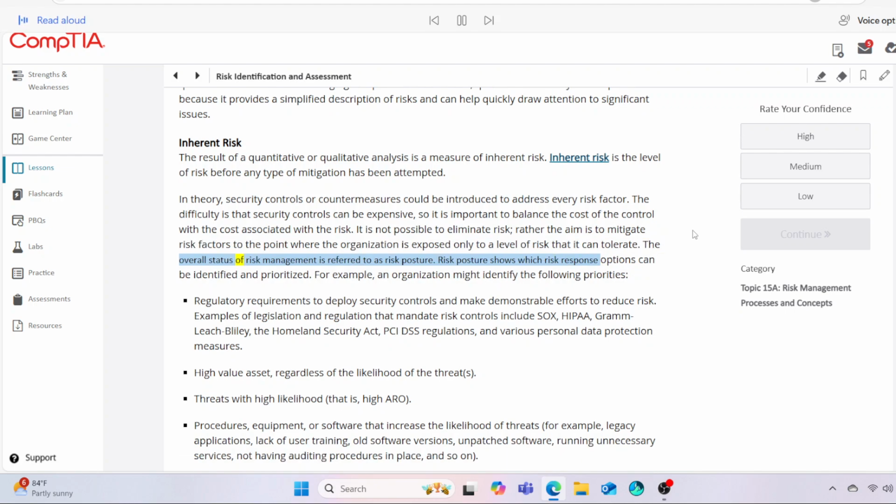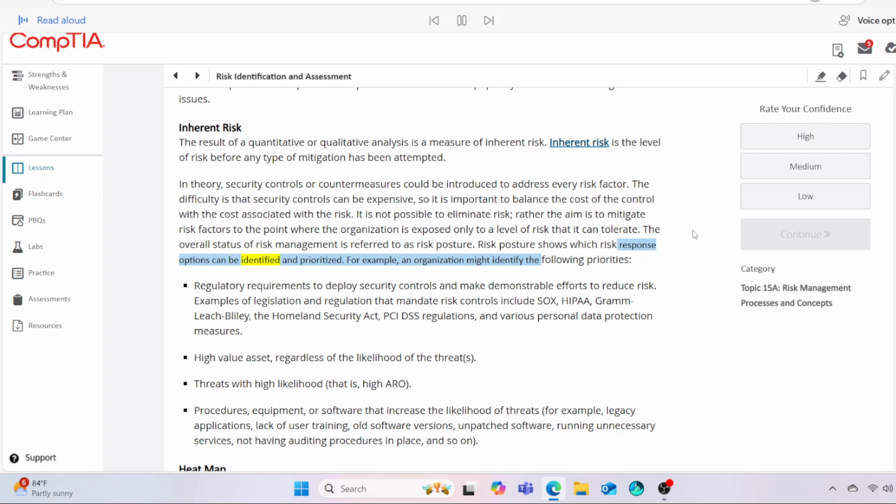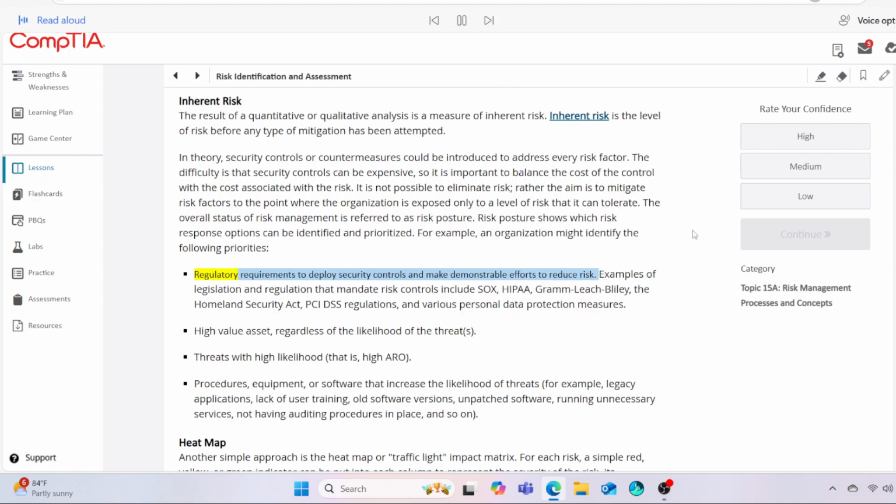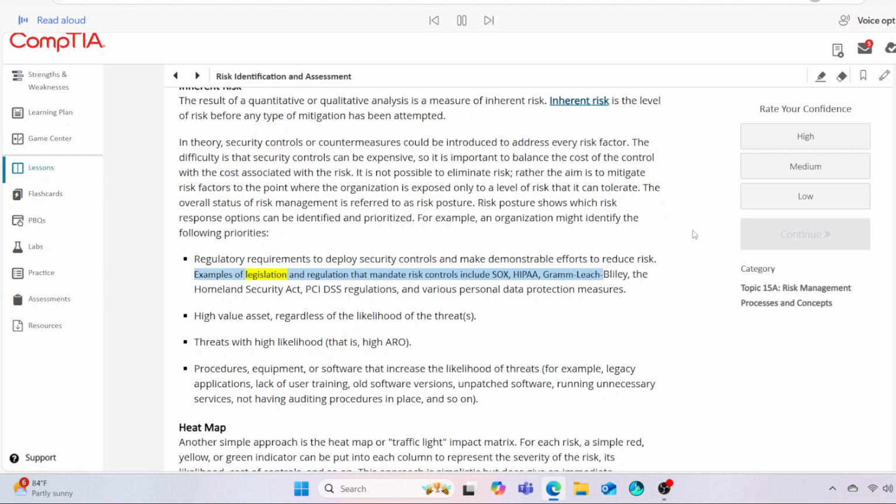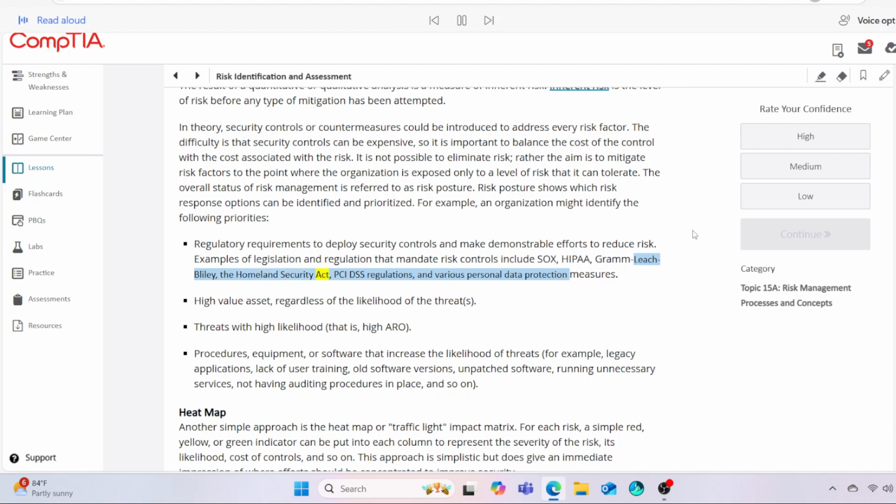The overall status of risk management is referred to as risk posture. Risk posture shows which risk response options can be identified and prioritized. For example, an organization might identify the following priorities: regulatory requirements to deploy security controls and make demonstrable efforts to reduce risk. Examples of legislation and regulation that mandate risk controls include SOX, HIPAA, Gramm-Leach-Bliley, the Homeland Security Act, PCI DSS regulations, and various personal data protection measures.